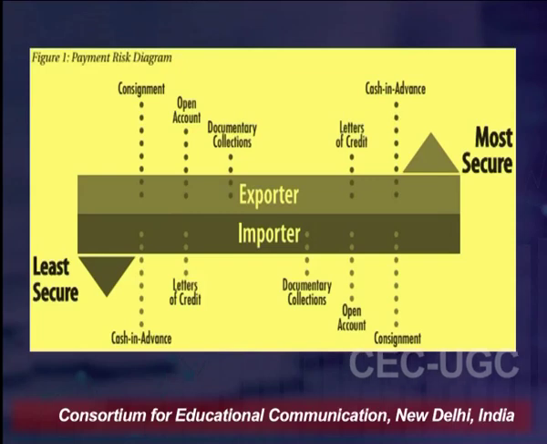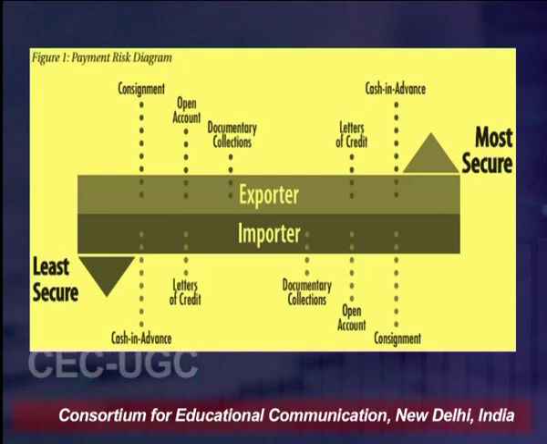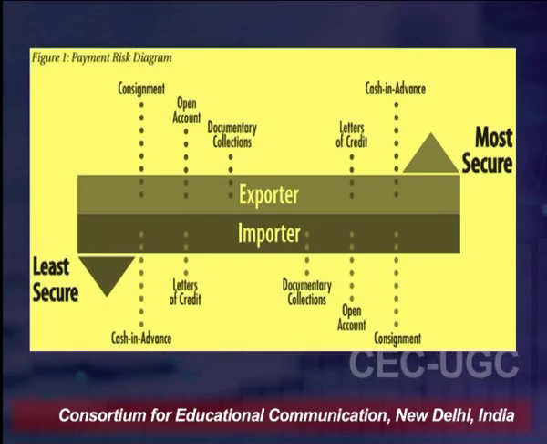Here you can see that the exporter considers cash in advance the most secure, whereas the importer does not consider this method as secure or does not prefer this mode of payment. The reason being, number 1, he has to pay for the entire consignment in advance. Number 2, there is a risk of insurance. Number 3, there is a risk of loss. Number 4, there is a risk that the wrong consignment or an incomplete consignment is dispatched to the importer.